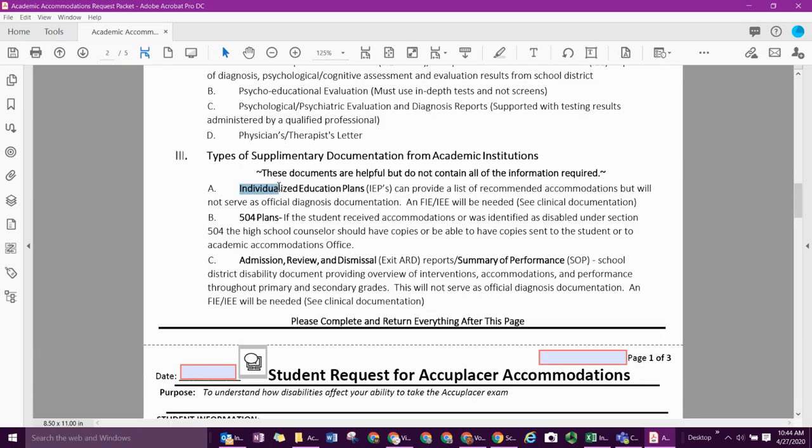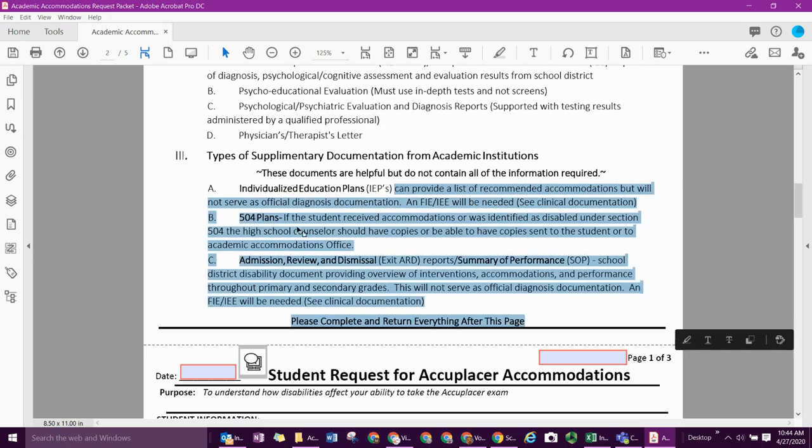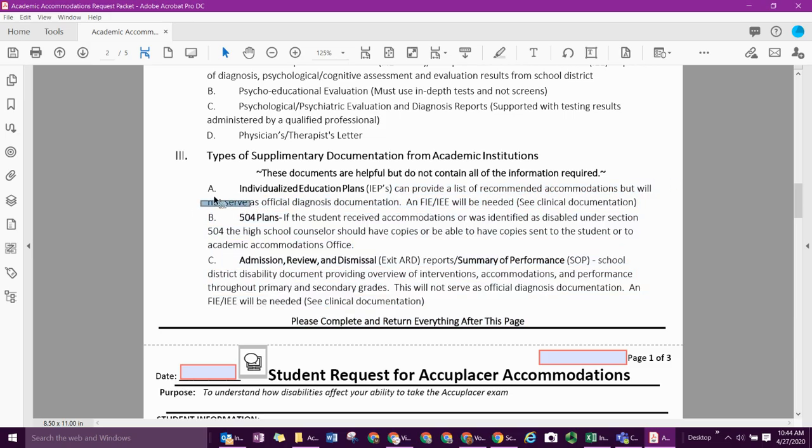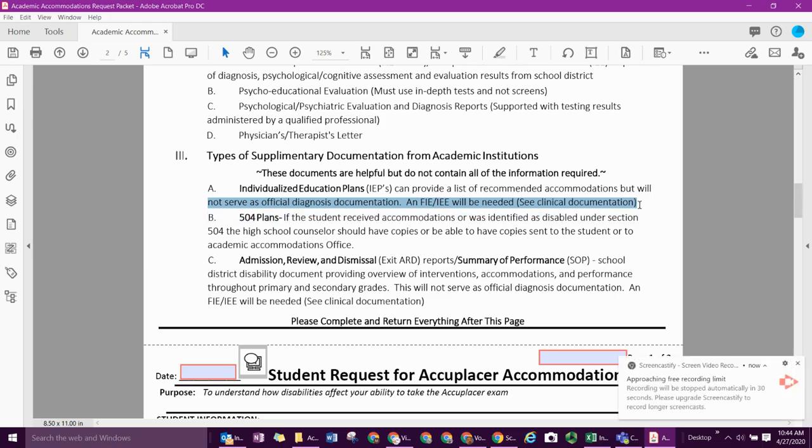First is an IEP, individualized education plan. It can provide a list of recommended accommodations, but will not serve as official diagnosis documentation. An FIE or IEE will be needed. See the clinical documentation above to understand what that is. 504 plans are another one. They also list disability accommodations, but we need to have more than just that. We need to have evaluations as well.